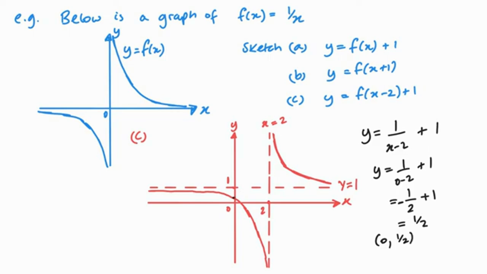So that is looking pretty good here. Y is going to equal a half at that point in there. And then looking at my second one, I'm going to do it over this side. So the same, y equals 1 over x minus 2 plus 1. And this time I'm going to substitute y equals 0 in. So we get 0 equals 1 over x minus 2 plus 1. So take 1 from both sides.